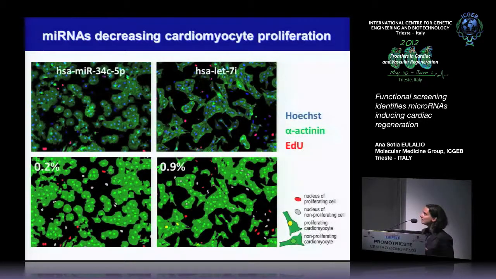As I said, we also have the opposite effect. We also identified microRNAs which strongly decrease cardiomyocyte proliferation. These are just two examples, and I should mention that these microRNAs decrease cardiomyocyte proliferation without affecting cardiomyocyte viability. So you cannot find green cells with a yellow nucleus.